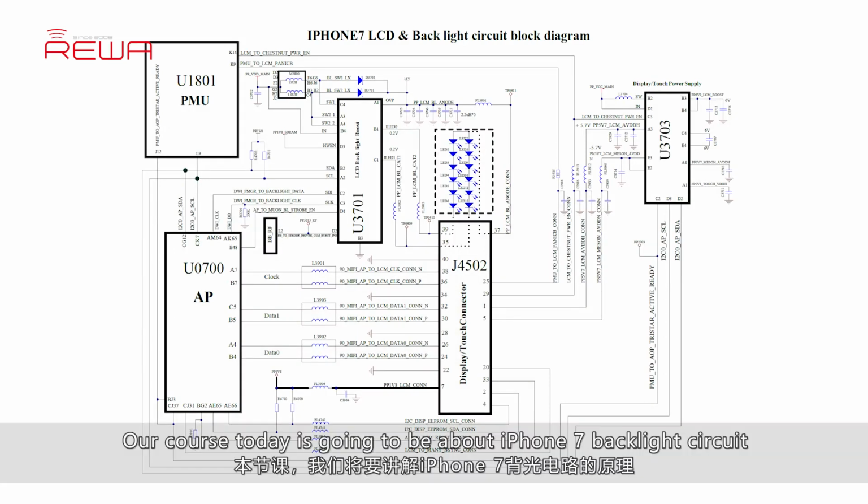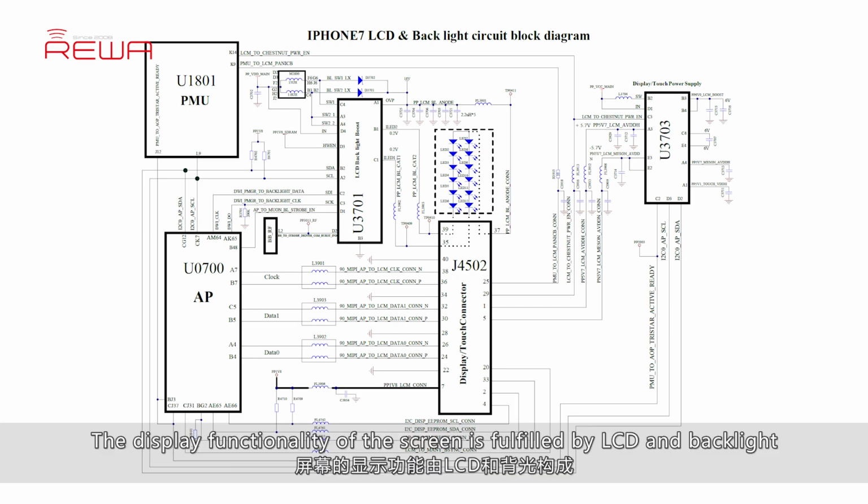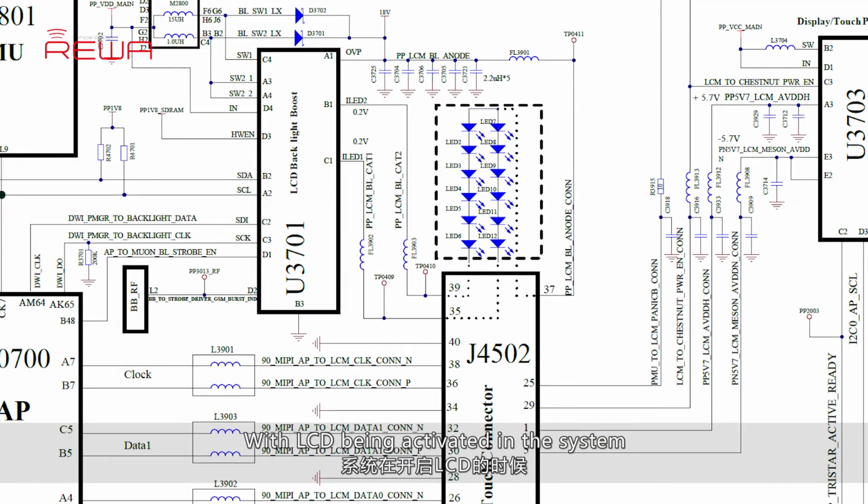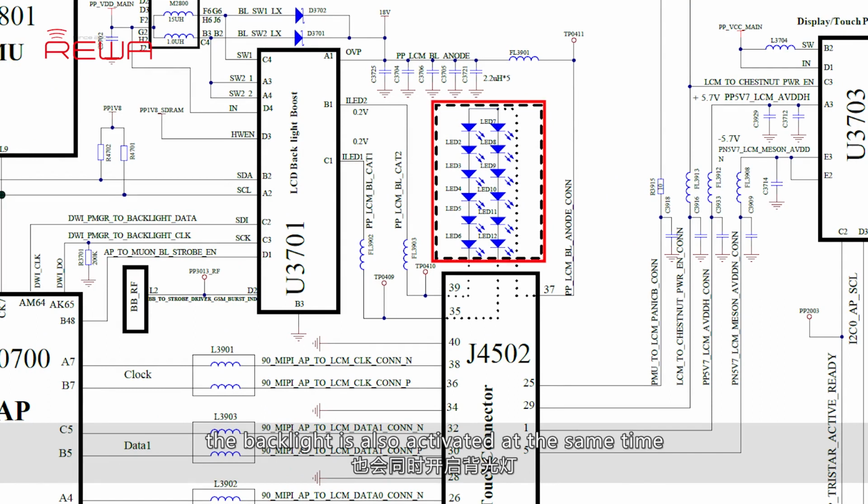Our course today is going to be about iPhone 7 backlight circuit. The display functionality of the screen is fulfilled by LCD and backlight, with LCD being activated in the system. The backlight is also activated at the same time.